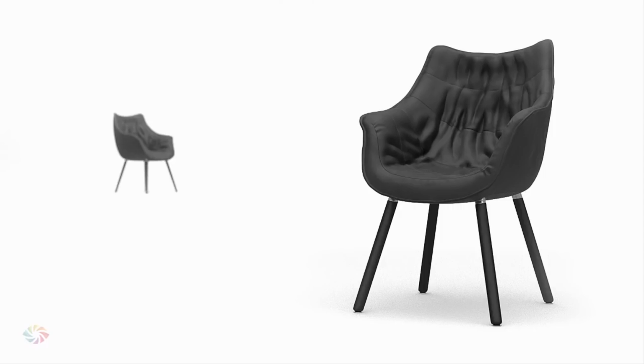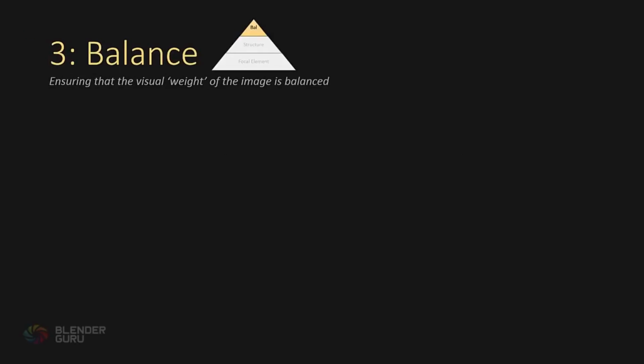You wouldn't do that though, you'd just focus entirely on the chair and crop it right down. But if you were to go with this exact proportions, this is what you'd have to do. So that's essentially balance in a nutshell. It's ensuring that the weight is balanced.